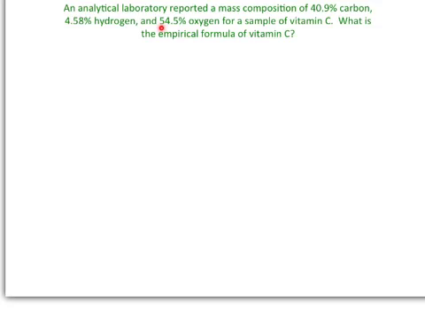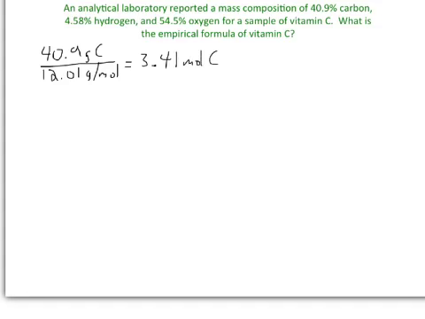And so because the empirical formula is the ratio of the moles, I then want to get those masses into moles. And so to do that, I'll divide the mass of carbon by its molar mass. So I've got 40.9 grams of carbon divided by its molar mass from the periodic table, 12.01 grams per mole. And so that gives me 3.41 moles of carbon. And I'll do the same thing for the hydrogen and oxygen.